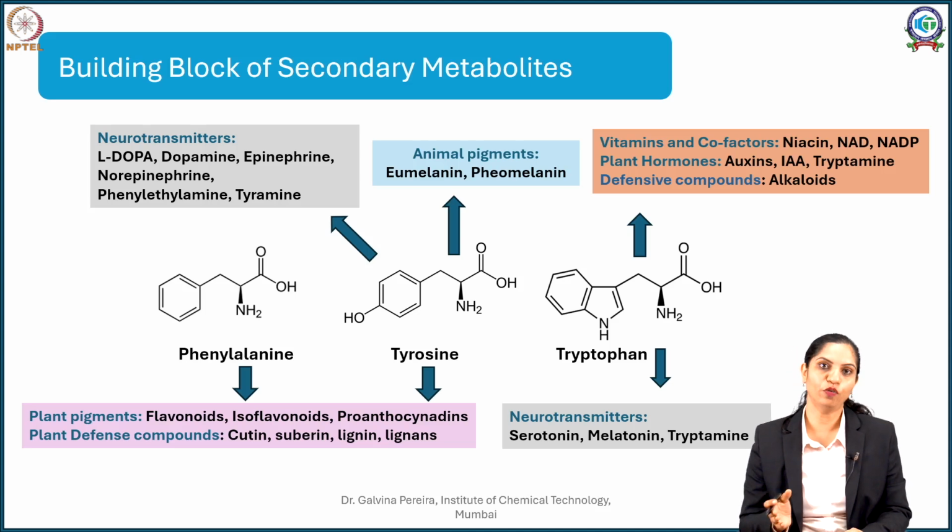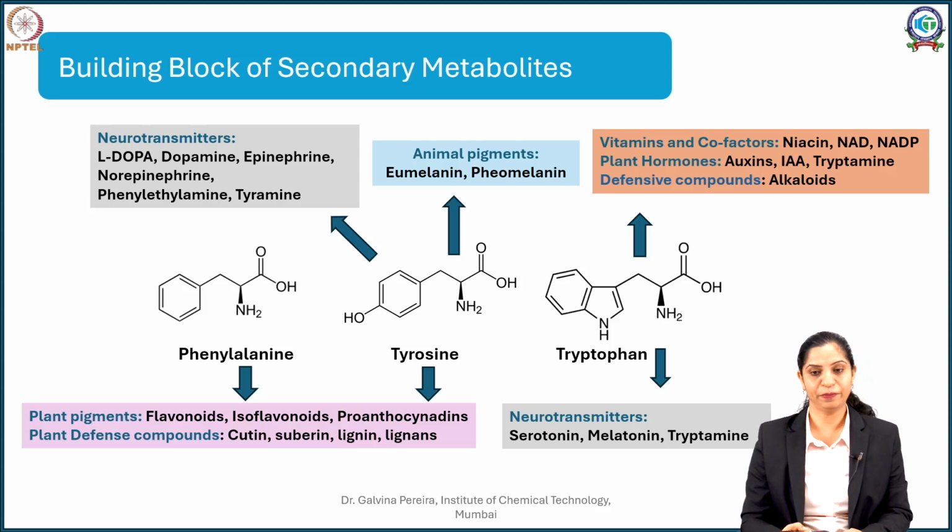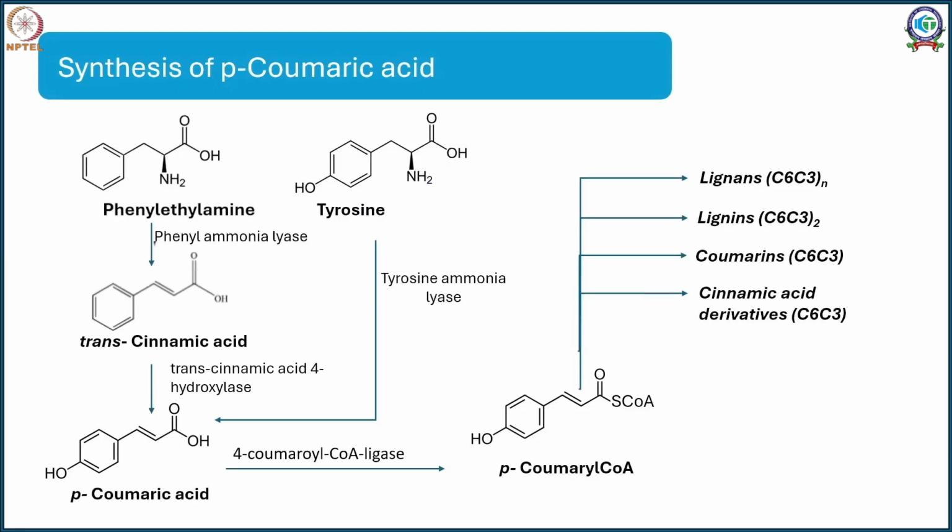Now coming to tryptophan, tryptophan is involved in synthesis of vitamins and numerous cofactors such as niacin, NAD, NADP. It is involved in plant hormones such as auxins, indole acetic acid derivatives, tryptamine, and also in synthesis of alkaloids. Your amino acid tryptophan is also involved in preparation of neurotransmitters such as serotonin, melatonin and tryptamine. Now coming to secondary metabolites, let's see how it is processed further.